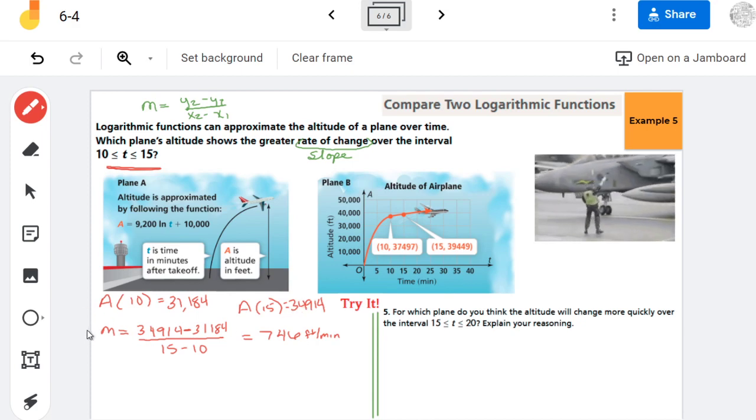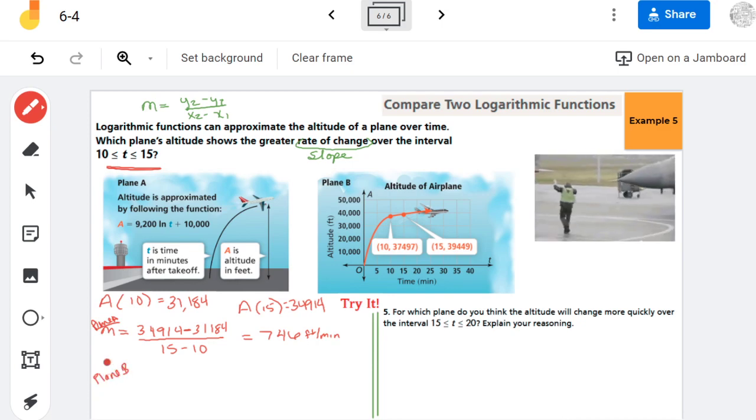All right, so that is plane A. Now let's check out plane B. For plane B, I'm going to do the same thing where I'm calculating the slope formula. I just don't have to calculate the y values because the graph already gives them to me.